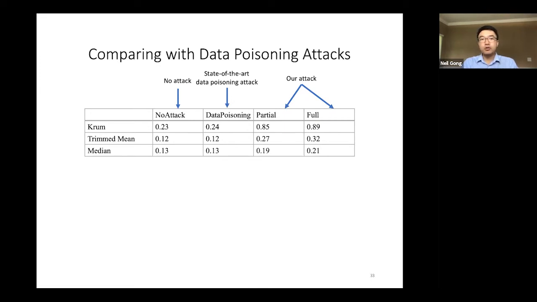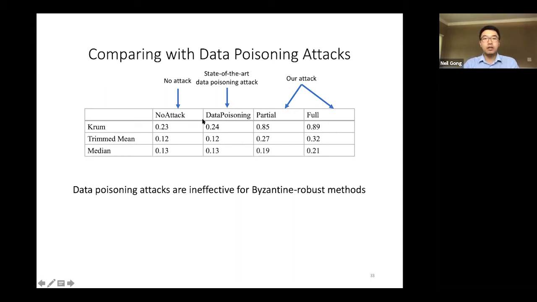Each row corresponds to a Byzantine-robust method. Again, the numbers in the table are testing error rates of the global models under different attacks. First, data poisoning attacks are ineffective for Byzantine-robust methods because this column is almost the same as this column. Second, our attacks are effective for Byzantine-robust methods because these two columns have large testing error rates.